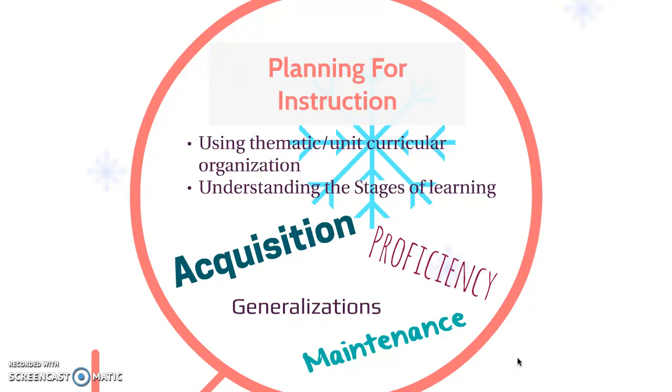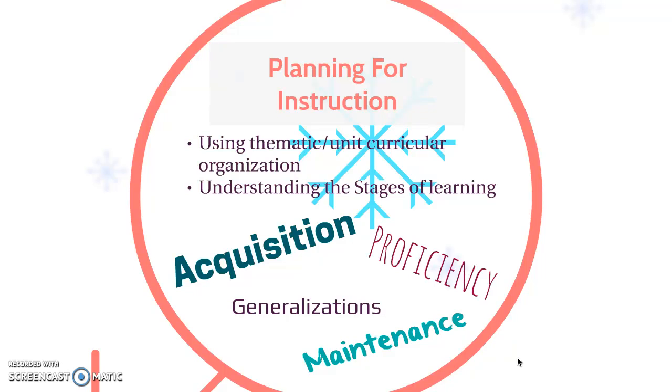There are 4 stages of learning that every child goes through as they learn. Acquisition is the first stage where a skill is demonstrated and explained to the child. The second stage is proficiency, where the child demonstrates they can perform the new skill easily, which is called fluency.